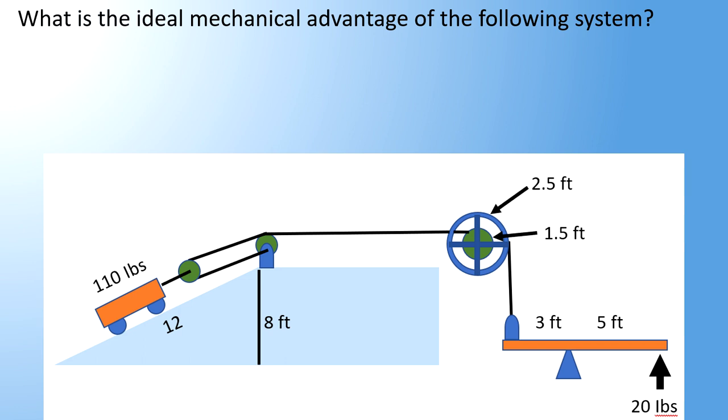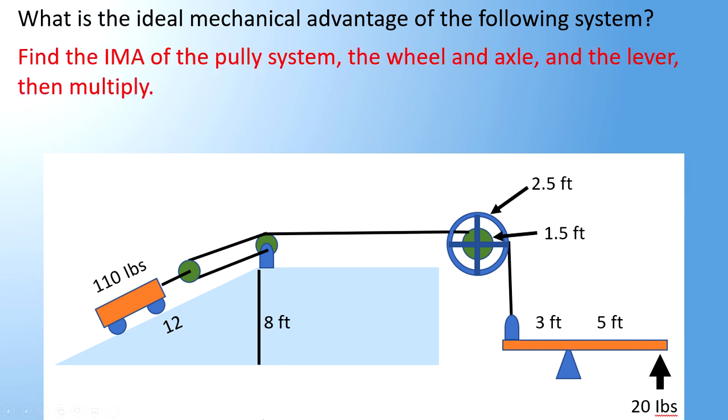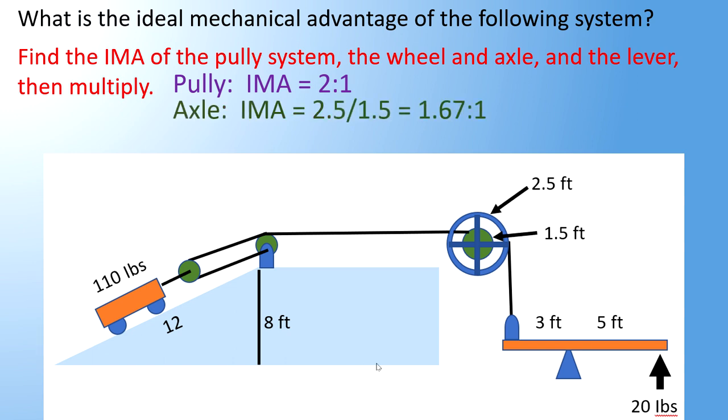Okay, last one. All right. So on this one, we've got a few different ones. We've got a movable pulley, so we've got a pulley system here. We've got a wheel and axle. And we've got a lever. And we've got an inclined plane or ramp. So that actually gives us 4 simple machines. Okay, so the pulley is going to be 2 to 1. Our axle will be the 2.5 divided by the 1.5, which gives us 1.6 repeating. So I just round that off to 1.67.